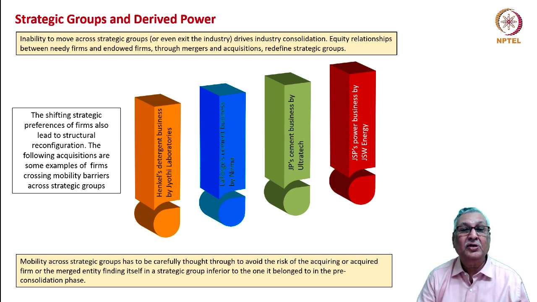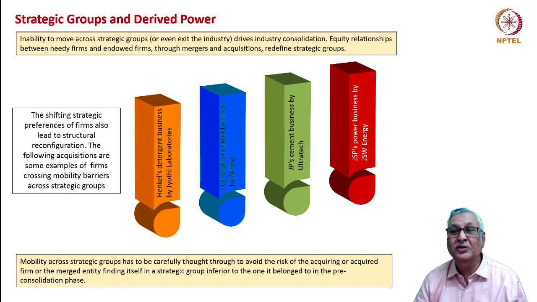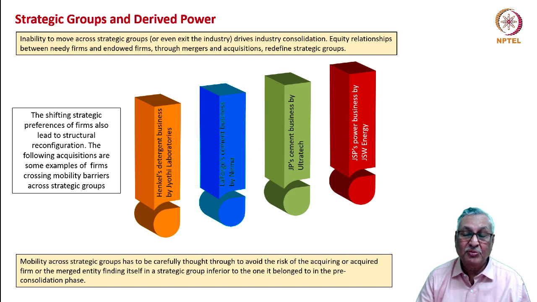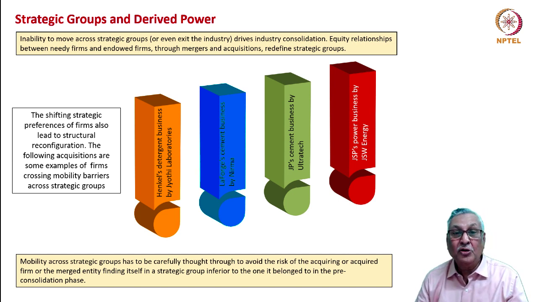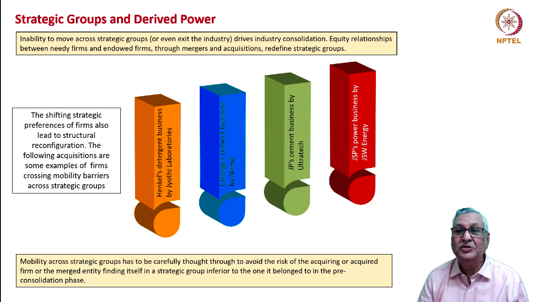If you are unable to move across strategic groups or even exit the industry, there will be industry consolidation. Equity relationships between needy firms and endowed firms through mergers and acquisitions redefine strategic groups. The shifting strategic preference of firms also leads to structural reconfiguration. Two strategic groups have two different strategic dimensions, we said. But if firms belonging to those two strategic groups merge together, they create an incomparable powerhouse.